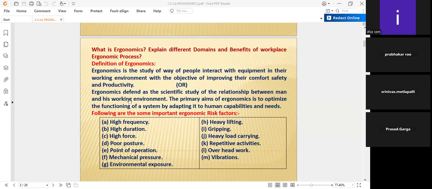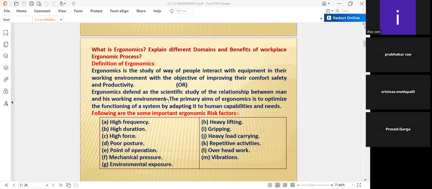We also define it as the scientific study of the relationship between the man and his work environment. Once the work environment is best, the man, without any suffocating or weakness, will lift the body or the objects with good postures as per the directions of the training by the HR department or training department. They can comfortably reach the object. That's the relationship between the man and his work environment.